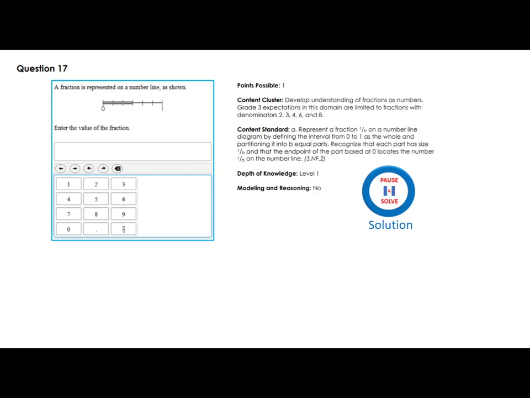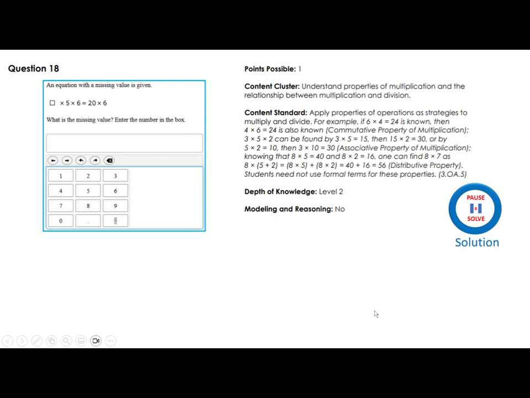A fraction is represented on a number line as shown. Enter the value of the fraction. When you look at it like that, you see this is like half. That's like half of the 1. So it's 1/2, or 1, 2, 3, 4, 5, 6, 3 out of 6, or 1/2. Okay, a question like that, easy, don't miss it, okay?